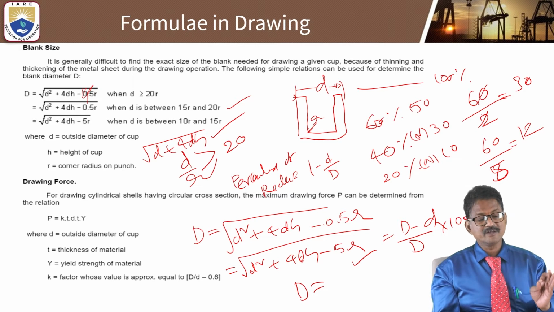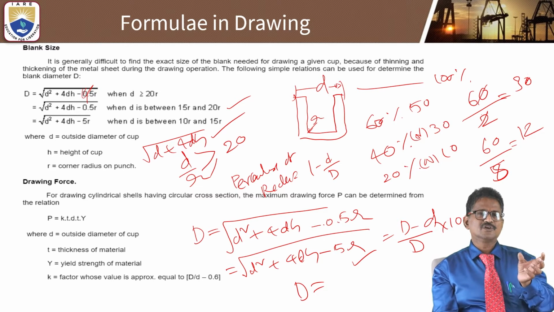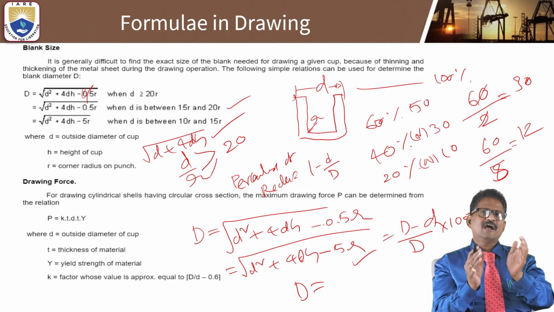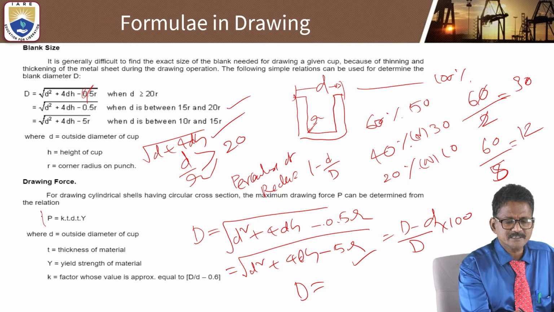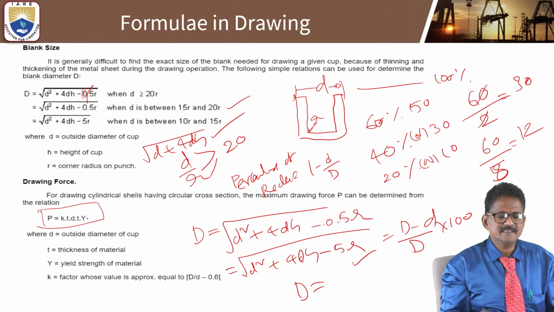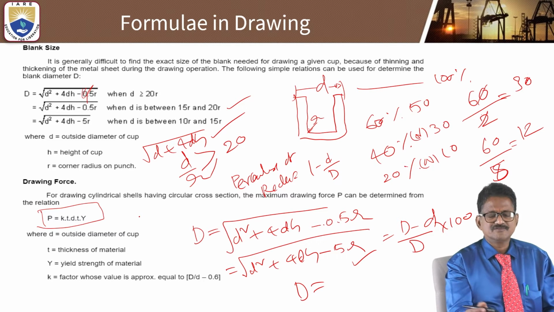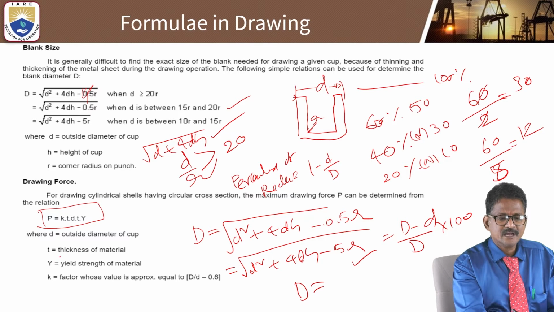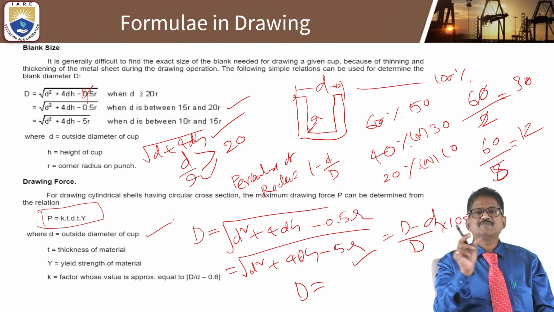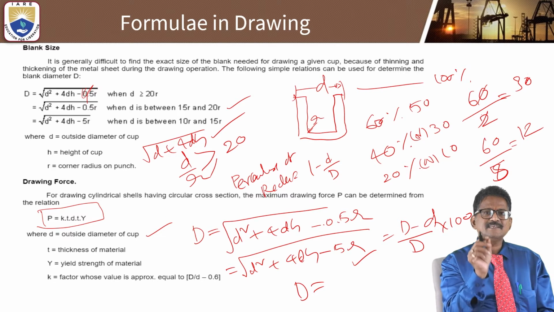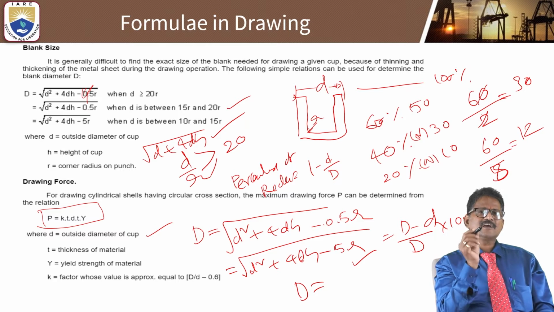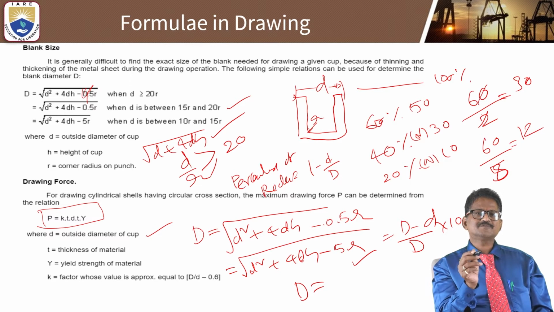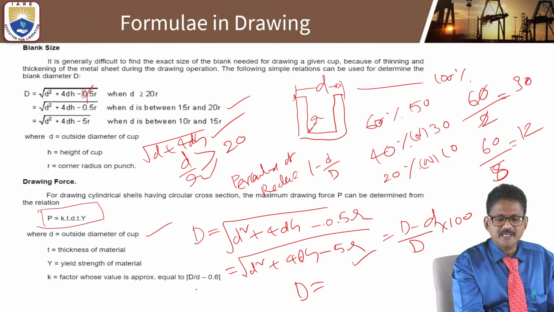And another interesting one, how do you determine the drawing force? Whenever it is a cylindrical shell having a circular cross section, the maximum drawing force can be determined by a simple formula, that is P is equal to k t d Y, where small d is the outside diameter of the cup, t is the thickness of the material, Y is the yield strength of the material, and k is the constant factor whose value is approximately equal to D by D minus r.